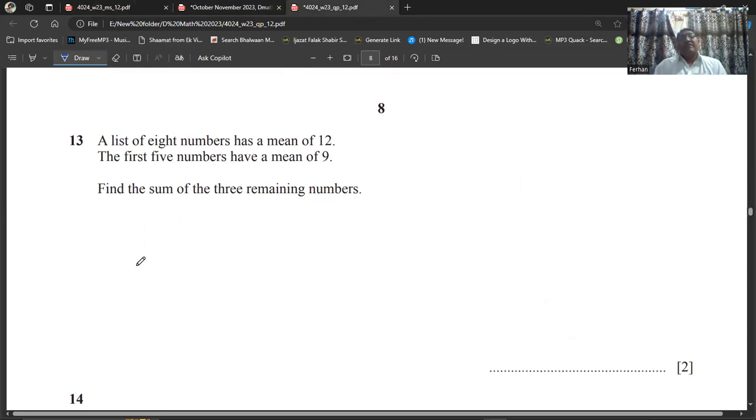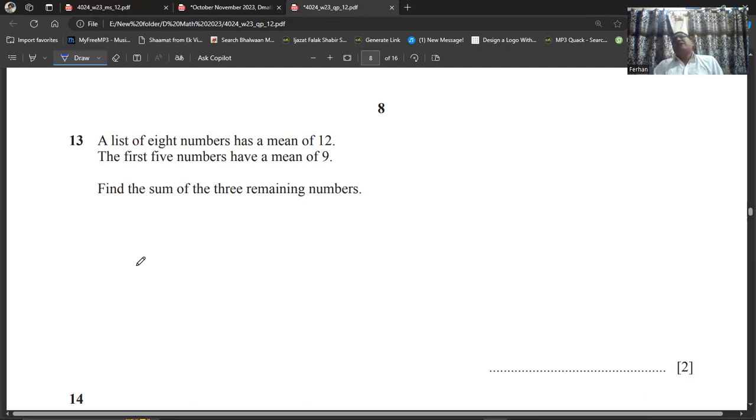Question number 13. He says a list of 8 numbers has a mean of 12. The first five numbers have a mean of 9. Find the sum of the 3 remaining. So, I know the mean of 8 numbers, and I know the mean of the first 5 numbers, and I want to find out the sum of the remaining 3 numbers.